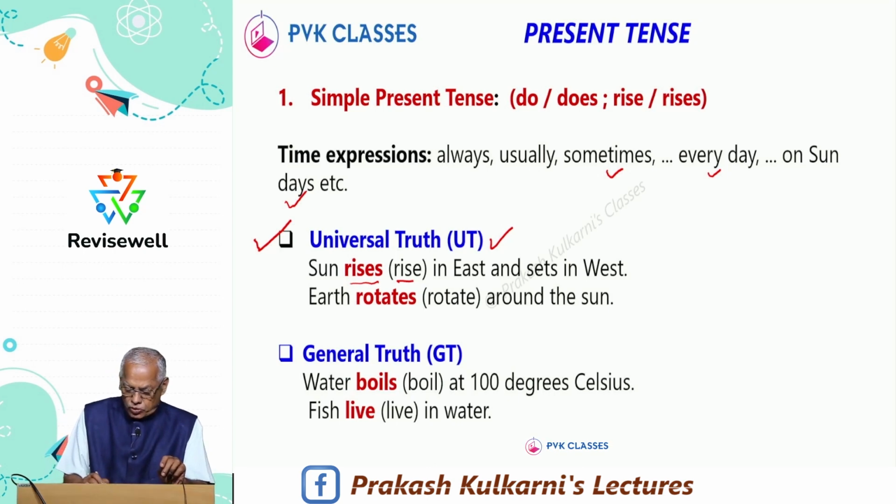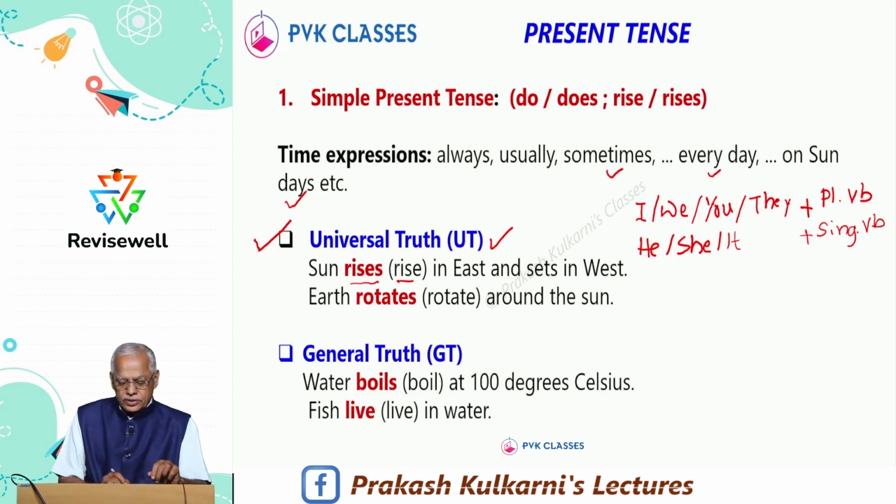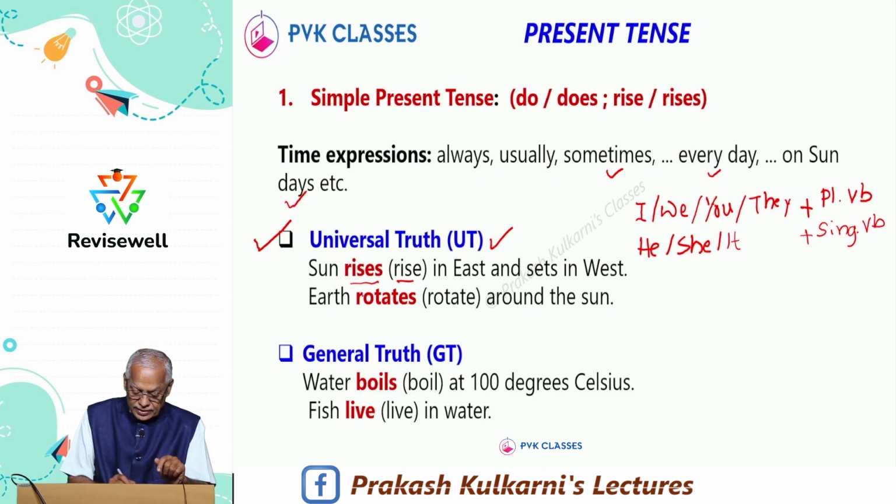ಹಾಗಿದ್ರೆ ನಾವು ಯು ಪ್ಲೀಸ್ ನೋಟ್ ದ್ಯಾಟ್ ಫಾರ್ ಐ, ವಿ, ಯು, they, we use plural verb, whereas he, she, it, we use singular verb. Here sun means it, therefore the sun rises in the east. So the correct form of the verb is rises.